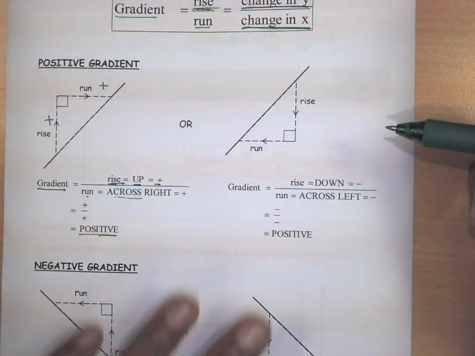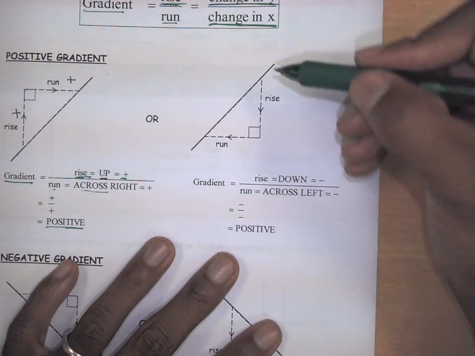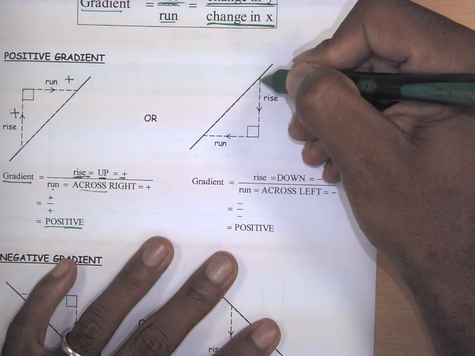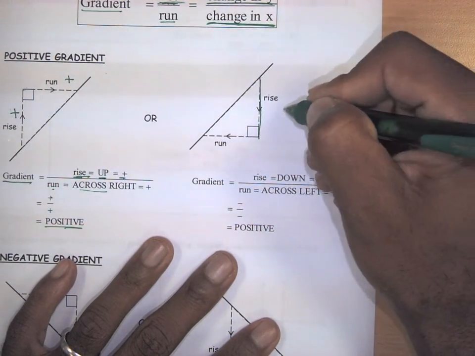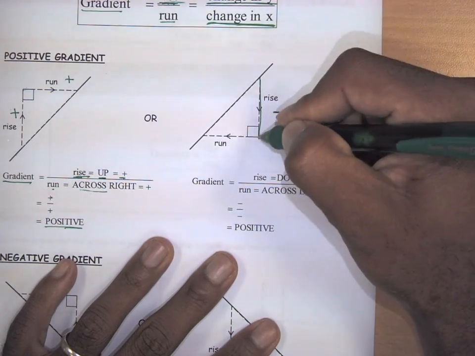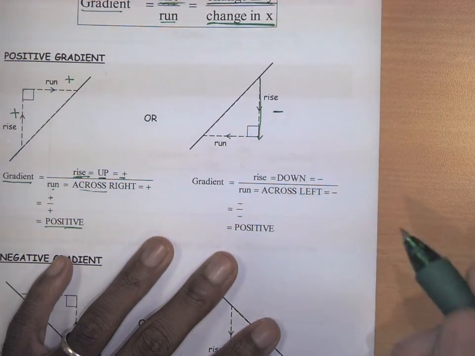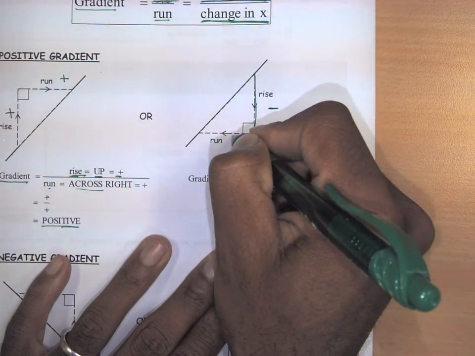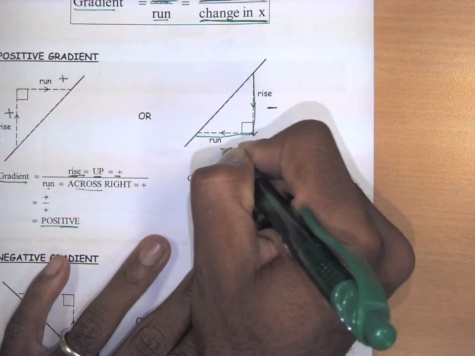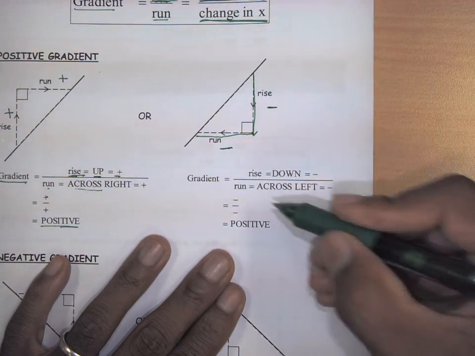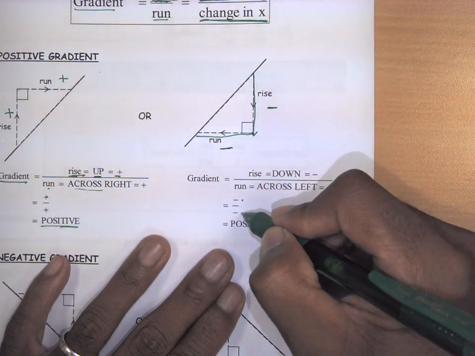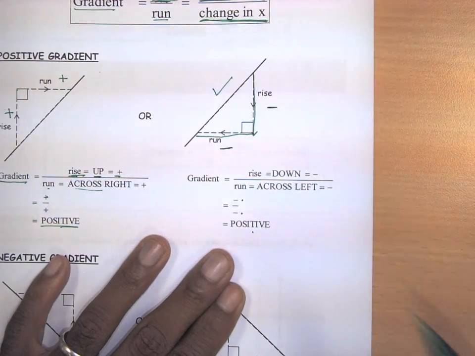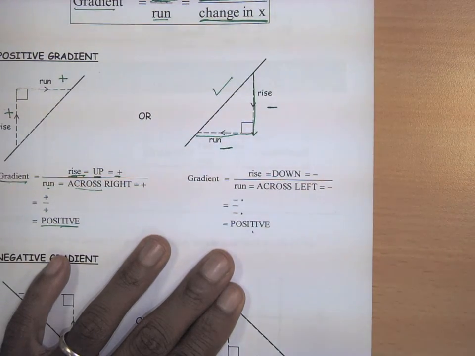Let's look at this. This is another. So we go rise, which is negative direction, we're going down, and run, but this run is negative direction also, and what is negative over a negative, which is positive, so this is a positive gradient also, okay?